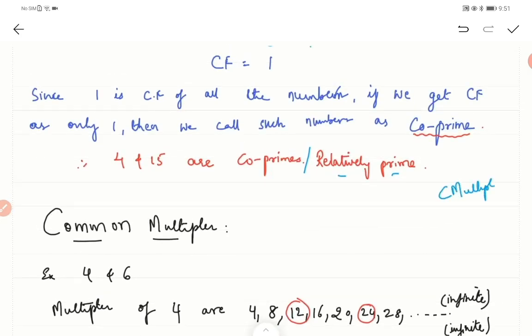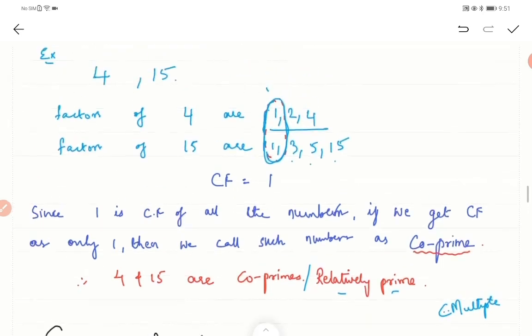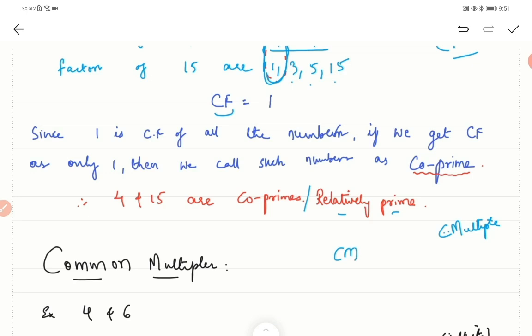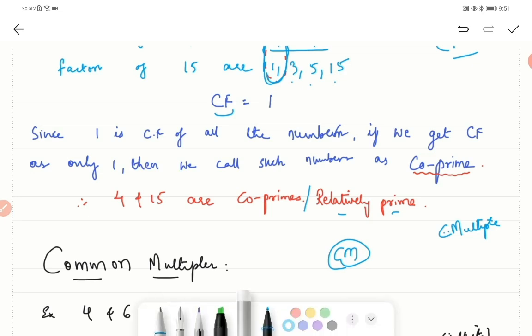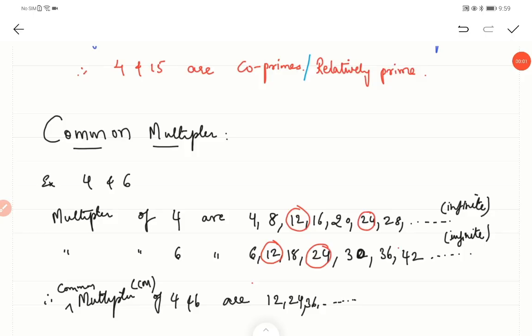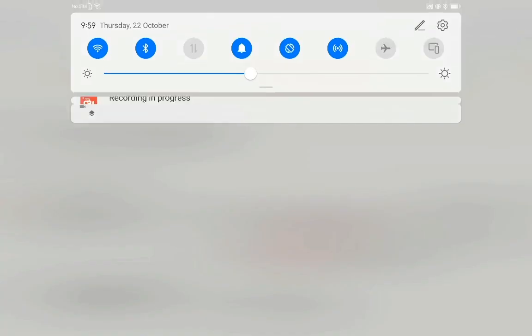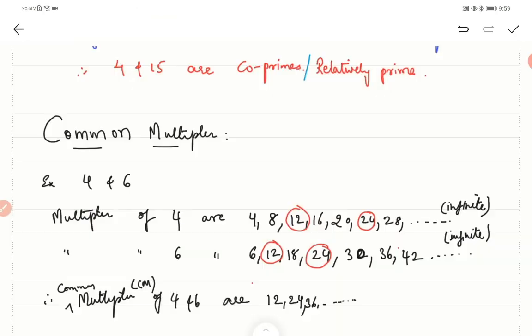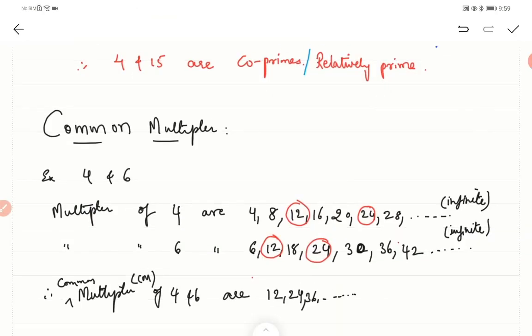By the name itself, you can write this as CM, that is common multiple. For common factor, you'll write CF, the short form. So whenever I write CM from now on, it means common multiple, and if I write CF, it is common factor. So what is a common multiple? It's again very simple. You find the multiples of the given numbers and then take the common ones from them.